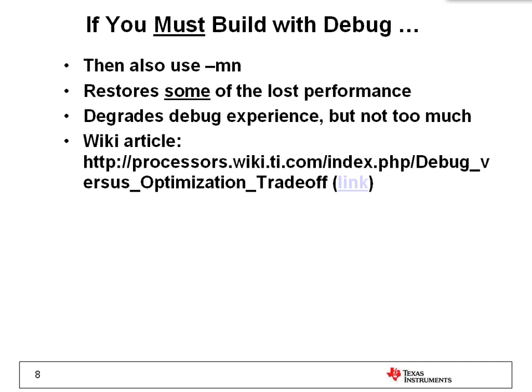If you must build a debug, which is a common situation, then I highly recommend you also use -MN. Okay, this restores some of the lost performance. It doesn't restore all of it. It doesn't get you back to if you were building with -O without any -G at all, but it gets a lot of it back. It does degrade your debug experience, but most people find that it tends to be okay in practice. There's a wiki article about this. There's the full URL and the link. And it talks about this thing in more detail.